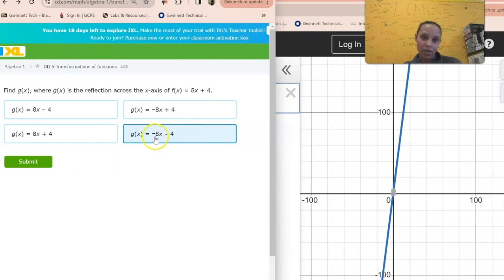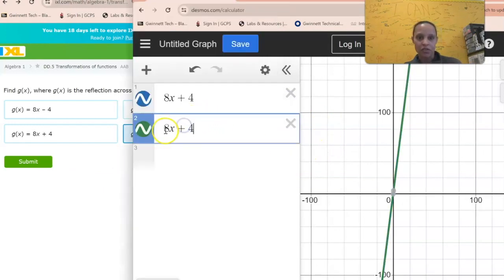Because look at me, I'm still copy and paste. And then I need to change the negatives right here. So I need this to be a negative and this to be a negative. All right, I'm going to hide this so we can talk about it.